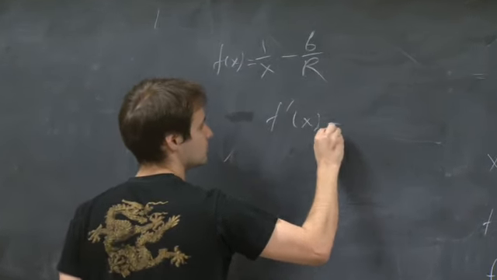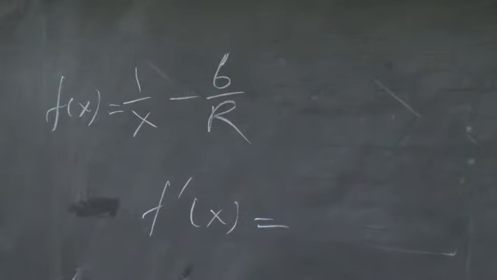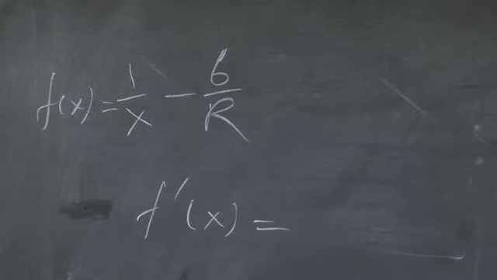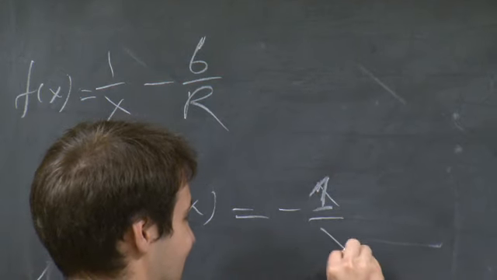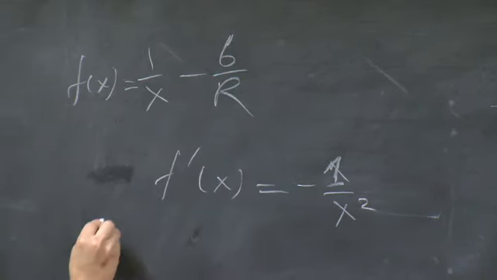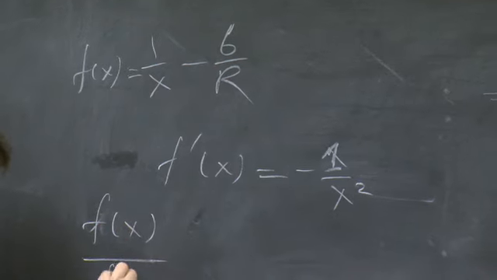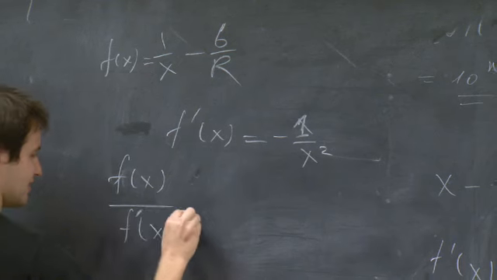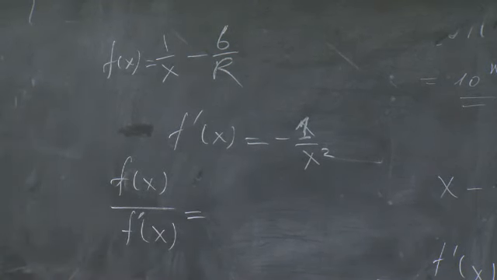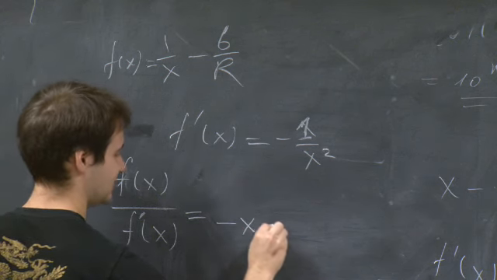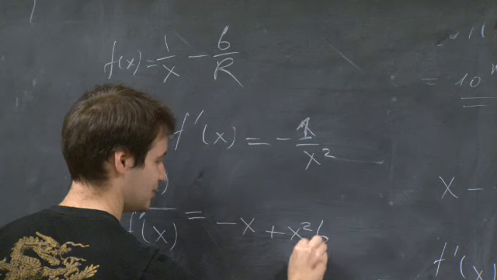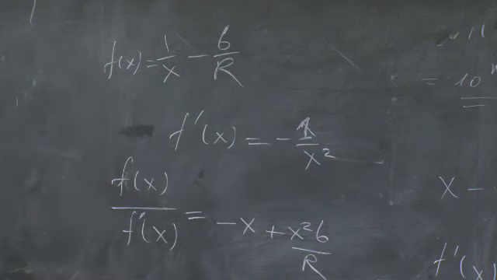What's f prime of x? Negative 1 over x squared. All right. It's like, does no one know it? At least one student has to know it. OK, so f of x divided by f prime of x is what? Negative x plus x squared b over r. Yeah. Is this right?